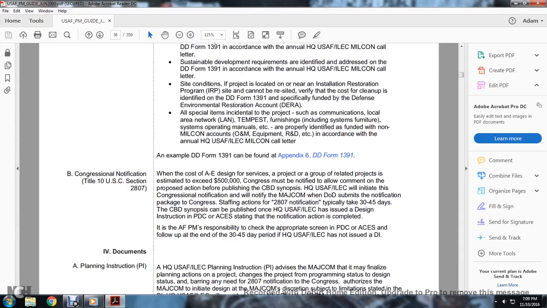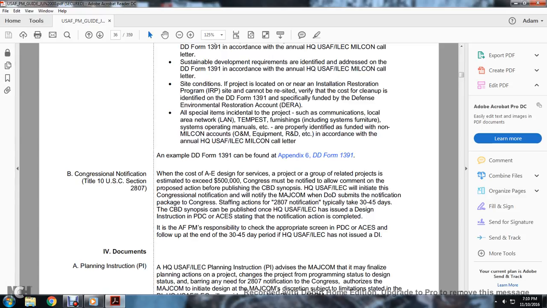Congressional notification, Title 10 U.S. Code Section 280.07: when the cost of the AE design for a service project group with related projects is estimated to exceed $500,000, Congress must be notified to allow comment on the proposed action before the publishing of the CBD synopsis. The headquarters of the U.S.